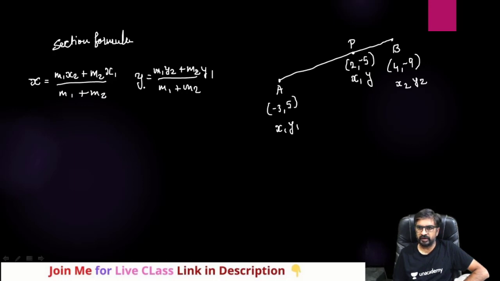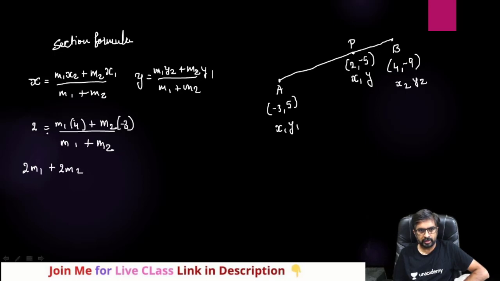We know that the value of X is 2. We don't know what M1 and M2 are. M1, and we have X2, that is 4. X2 is 4, you can see here, plus M2, and X1 is minus 2. Take this M1 plus M2 on this side, so you will get 2M1 plus 2M2. How did I get that? I have multiplied this 2 with both of these, equals 4M1 minus 3M2.